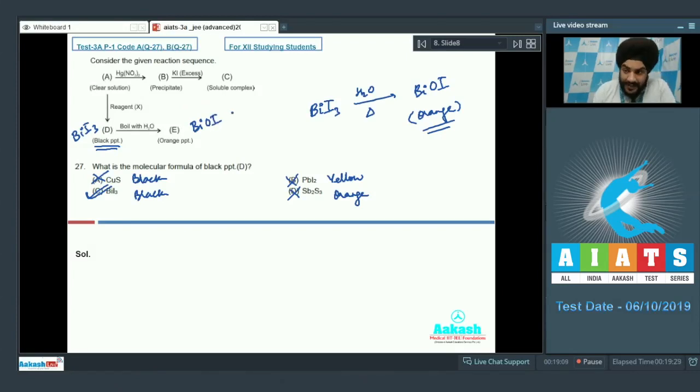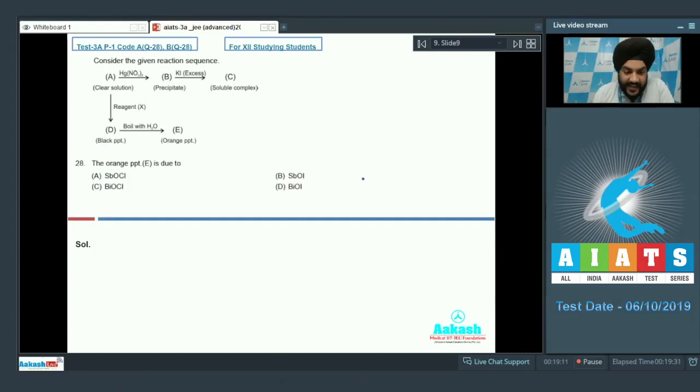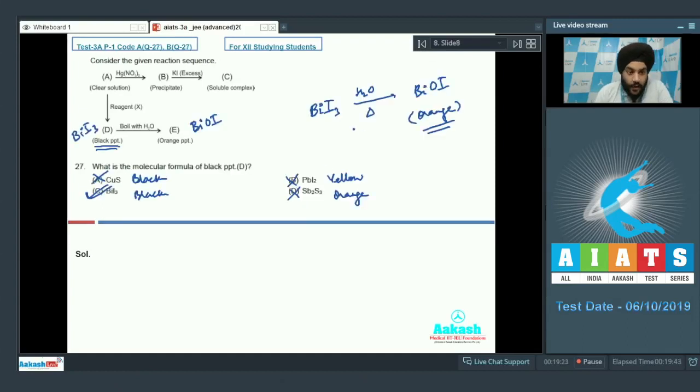Okay. So if you look at question number 28 now, the examiner seems to be interested in the orange PPT E again. As we had seen before, the orange PPT E is due to BiOI. So for question number 28, the correct answer is option D. For question number 27, we had seen before that the correct answer is option C.